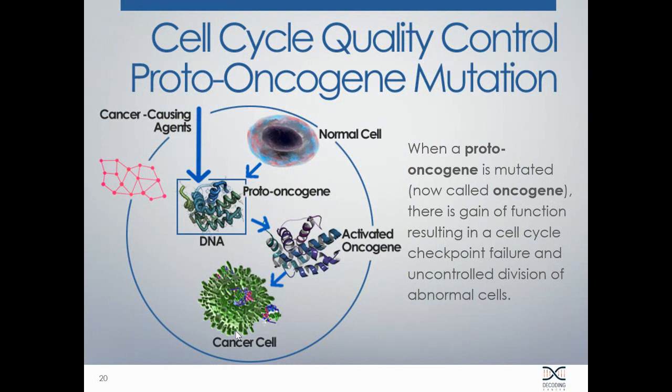When a proto-oncogene is mutated, now called an oncogene, there is a gain of function that results in a cell cycle checkpoint failure, which also results in the uncontrolled division of abnormal cells.